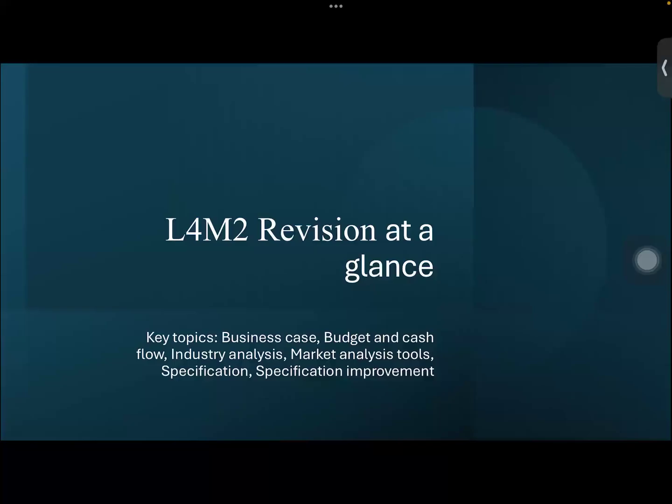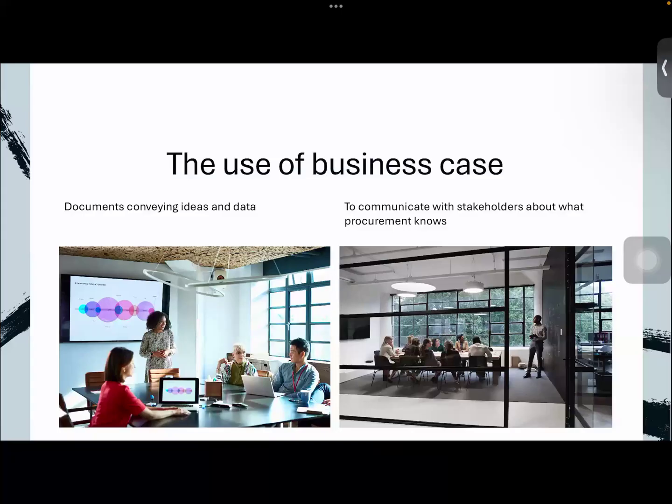First, we will see the business case and the use of the business case within procurement. That is the first topic that you may see from the study guide, about devising a business case, and it takes a significant part of chapter 1 to talk about this.